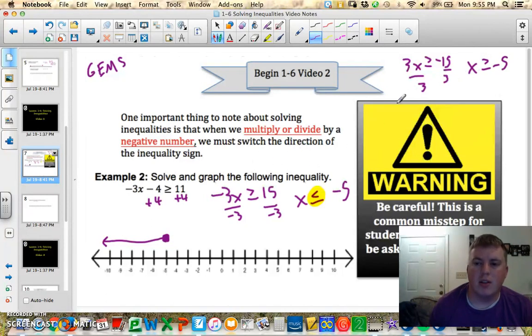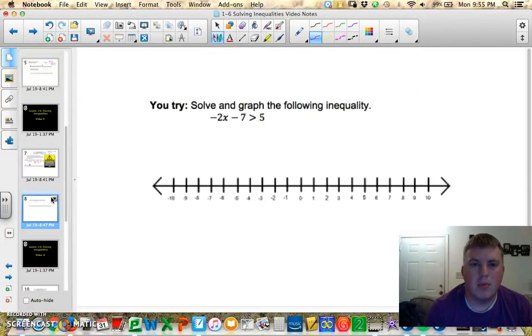We only are going to flip it if we're dividing or multiplying by the negative number. Alright, you guys go ahead and try the you try problem, and we'll see you in video 3.